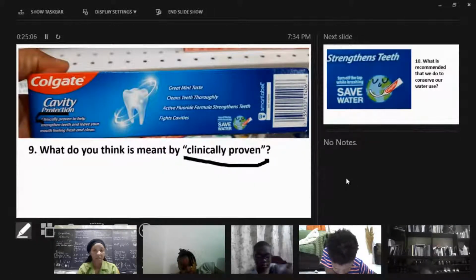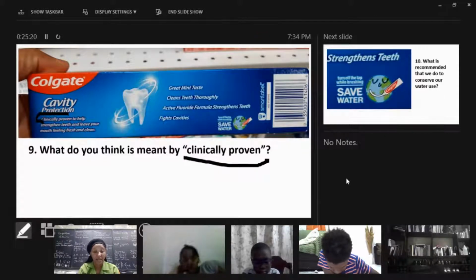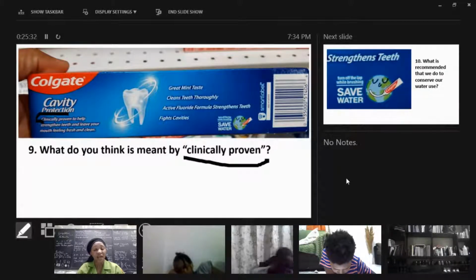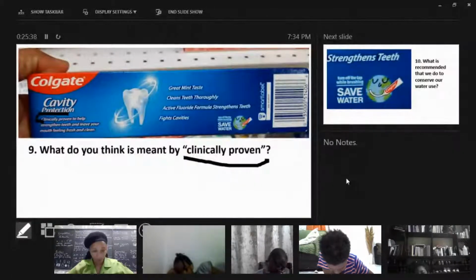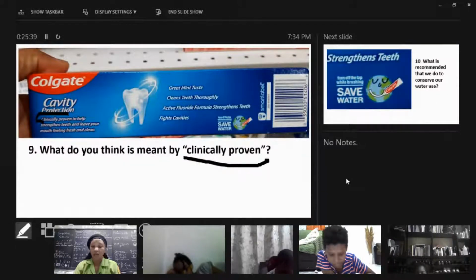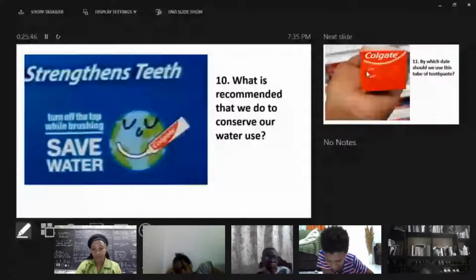Mm-hmm. So they make it minty fresh and lovely to the taste, and yet there's a danger if you swallow it. So we as consumers have to be very, very careful, and we have to read the packages, and we can't assume that everything that is said by the manufacturer is indeed true, because it's only logical that the manufacturer would say only nice things about their product. All right, so let's continue. We're now at number 10.